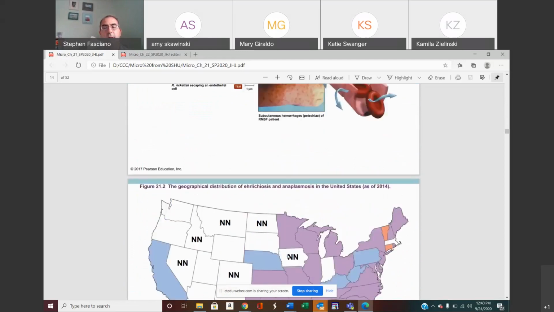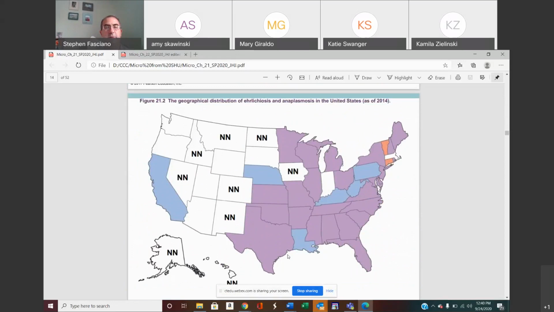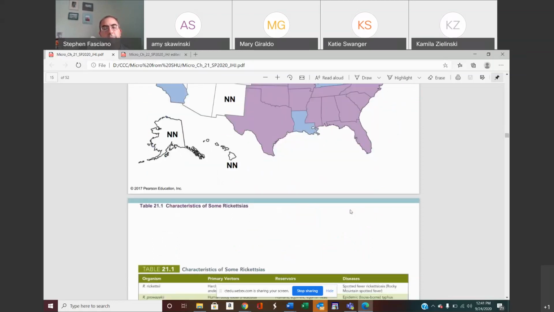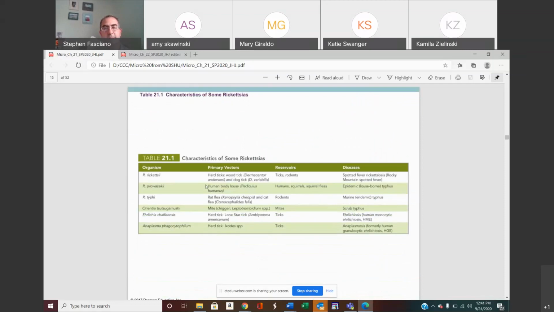The other 2 types of rickettsias that they talked about that cause disease, here's the geographical distribution of ehrlichiosis and anaplasmosis in the United States. So you can see that a lot of those are actually localized in the east. And here's a nice table that gives you characteristics. So you can see what the organism is here, what the primary vectors are. So a tick, in this case, a body louse, that's lice, right? A flea, a mite, which mites are like ticks that live in the dust, and another couple of ticks.